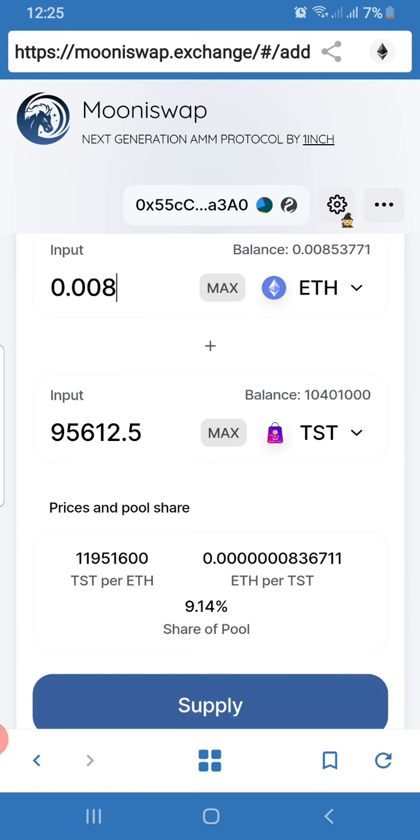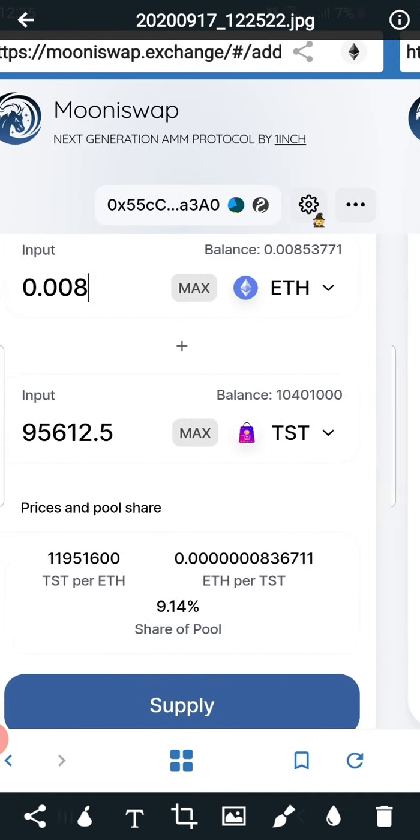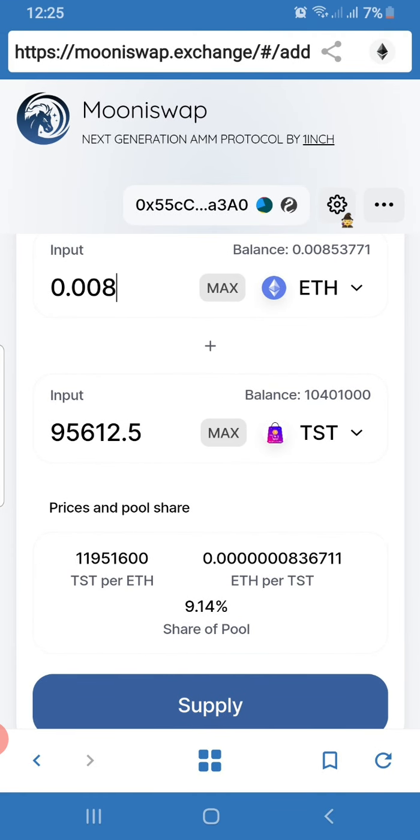So if somebody else stakes and has a percentage of the liquidity pool, it means the person will have a portion, or a share. If the person stakes more than what I already staked, the person will have a higher percentage. If the person stakes lower than what I staked, the person will have a lower percentage as pool share. All right, so this is about adding liquidity to the TST liquidity pool on Mooniswap.